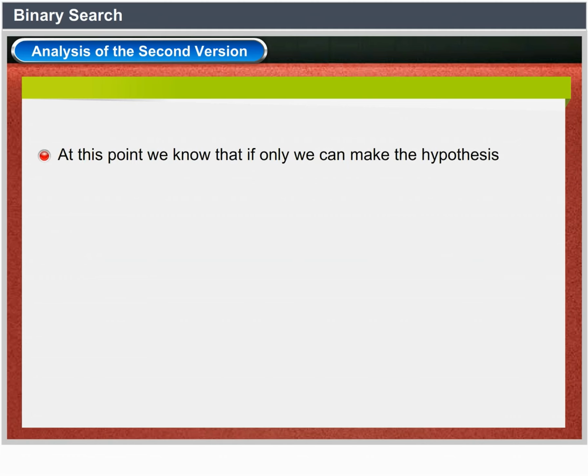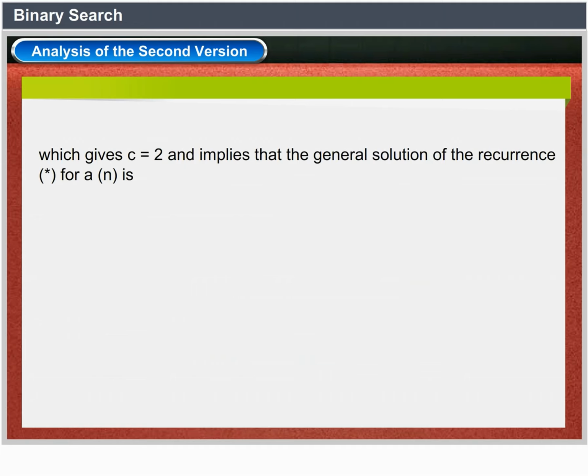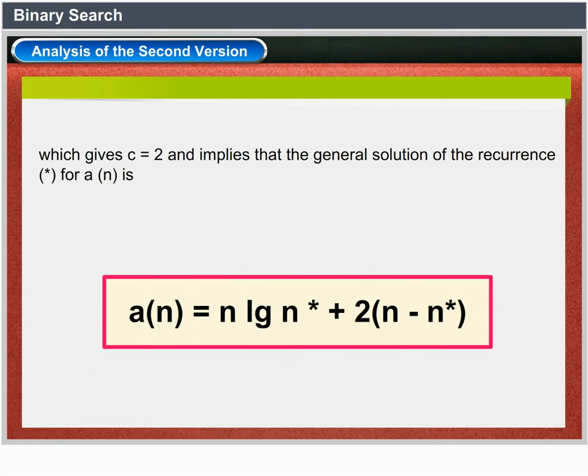At this point, we know that if only we can make the hypothesis a(n) = n log n* + cn − 2n* true for the base n = 1, then we shall have proved by mathematical induction that it is true for every positive integer n. Our final constraint is therefore 0 = a(1) = c − 2, which gives c = 2 and implies that the general solution of the recurrence * for a(n) is a(n) = n log n* + 2(n − n*).